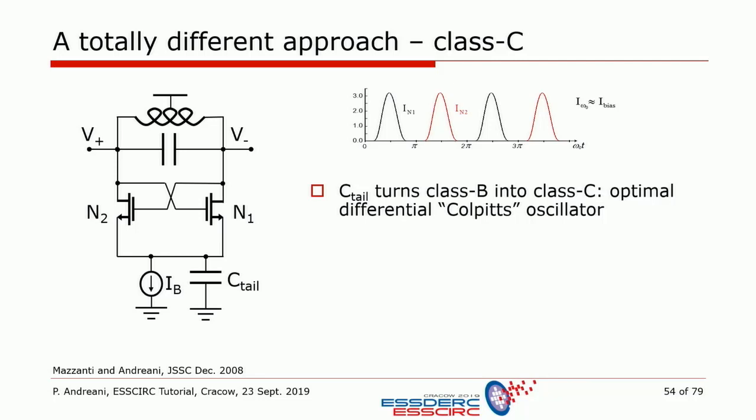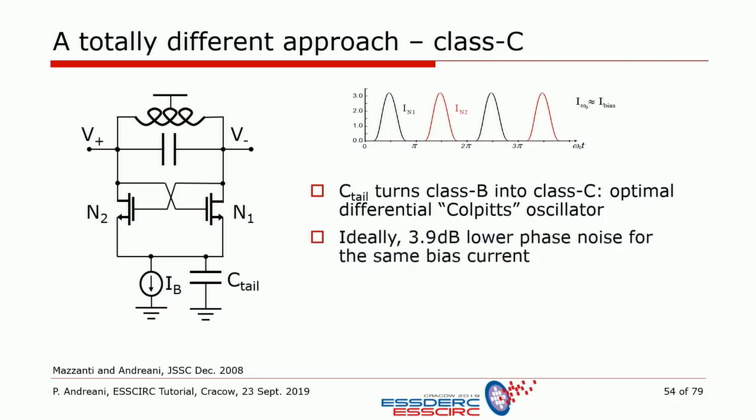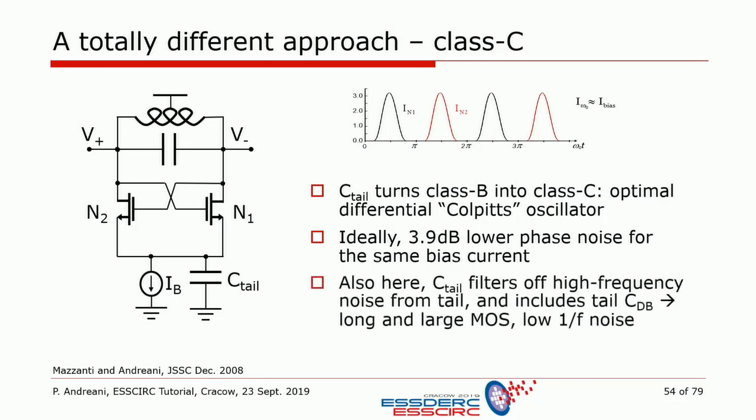So you see that the waveform of the current is class C, so narrow and tall current pulses, and so the current efficiency is much higher. Compared to the class B oscillator, ideally you get almost 4 dB lower phase noise for the same current. Also in this case, the C tail is very good for filtering off high frequency noise, and it can be made long and wide.